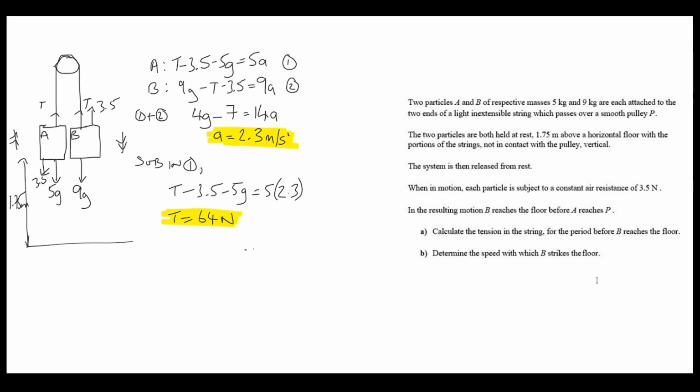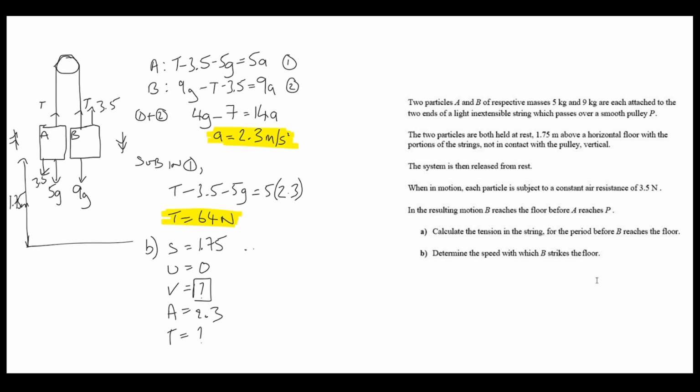In part B, we're asked to determine the speed with which B strikes the floor. So at a point in time, B is going to hit the floor. We just want to find what speed it's traveling at when that happens. Okay, so let's focus on B. Let's collect some SUVAT variables. When it hits the floor, its displacement would have been 1.75. We know it started from rest. We're looking for this unknown velocity, and we found that acceleration. That's why it was useful to do both at once. We found the acceleration to be 2.3, and the time is unknown.